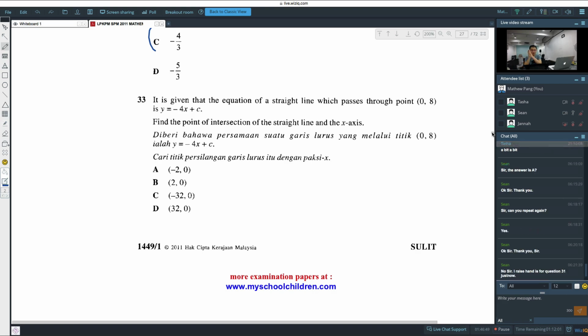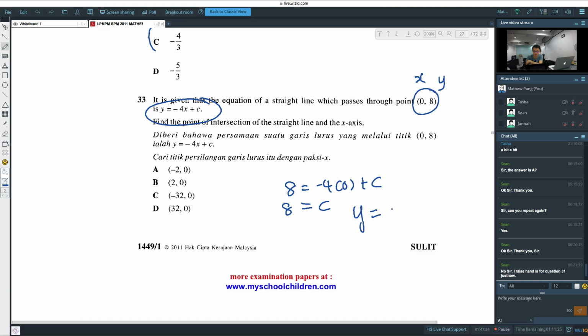Okay, if no problem, we go to question 33. For 33, it's given that the equation of the straight line passing through (0, 8) is y equals negative x plus c. Find the point of intersection of the straight line and the x-axis. If I have one coordinate and one equation like this, I can easily get c by substituting x into x and y into y. My y is 8, my x is 0, plus c. So obviously c equals 8.